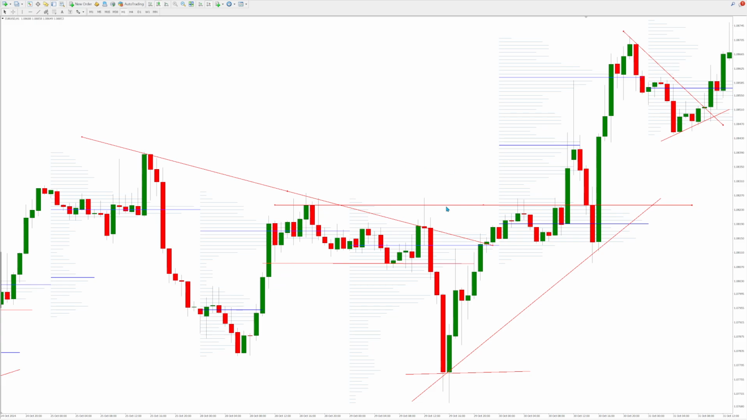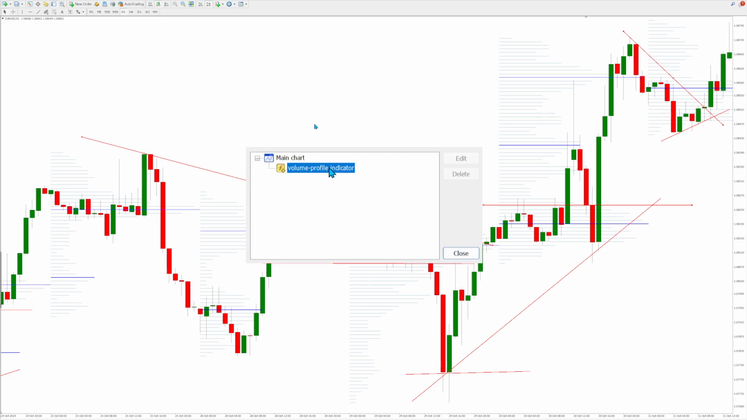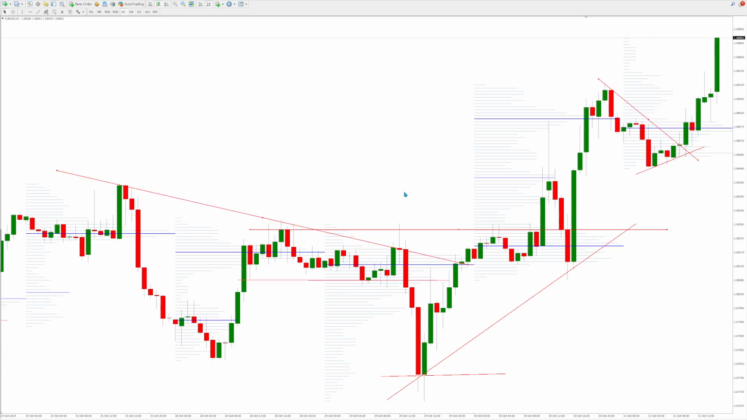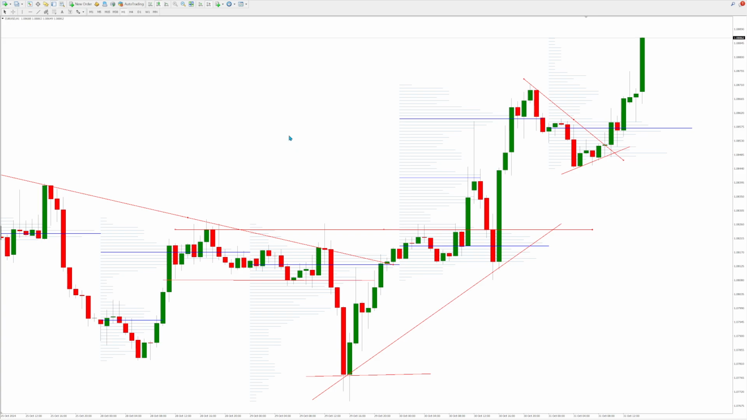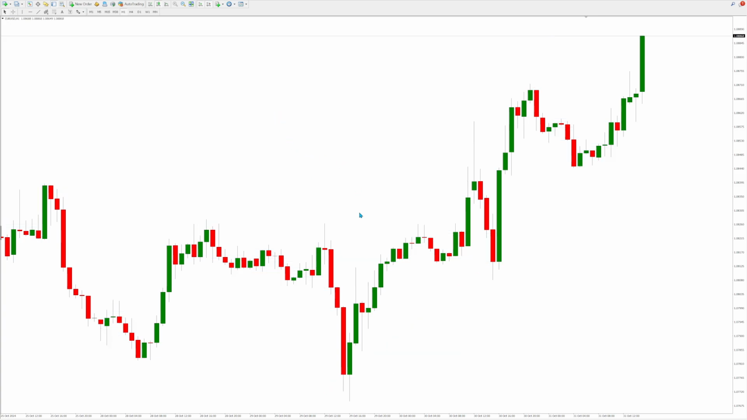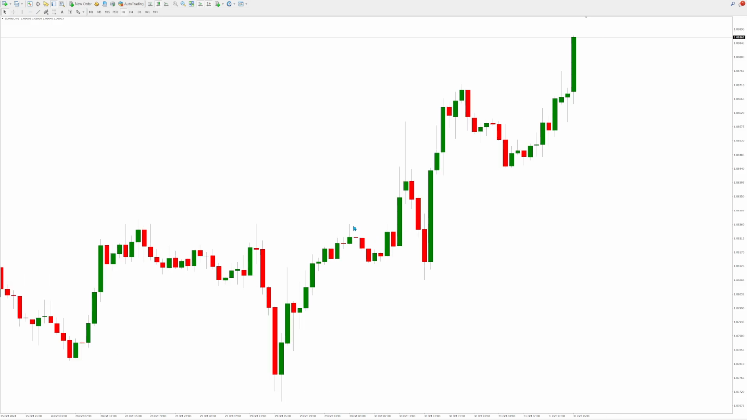One thing I'll say about this indicator, it's not my preferred indicator. If I just remove it, okay, it doesn't want to remove. Okay, that's fine. There you go. I much prefer to look at the chart like this. I mean, this just makes so much more sense to me.